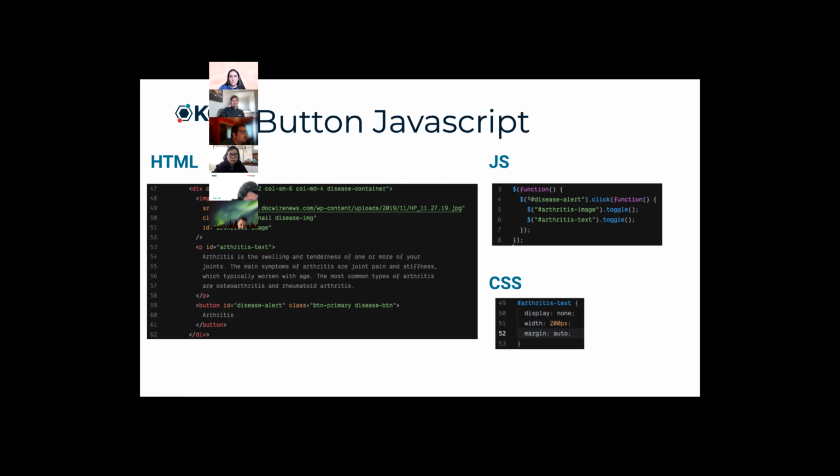And are you all familiar at this point with the fact that a hash is for an ID and the dot is for a class? So this is just the syntax that you use to tell JavaScript to look for any element that has the ID disease alert, like this one, and wait for someone to click on it. When they do, you can toggle maybe the arthritis image or the arthritis text to show up. And I can show you how that works in an example. In fact, I'll show you right now.